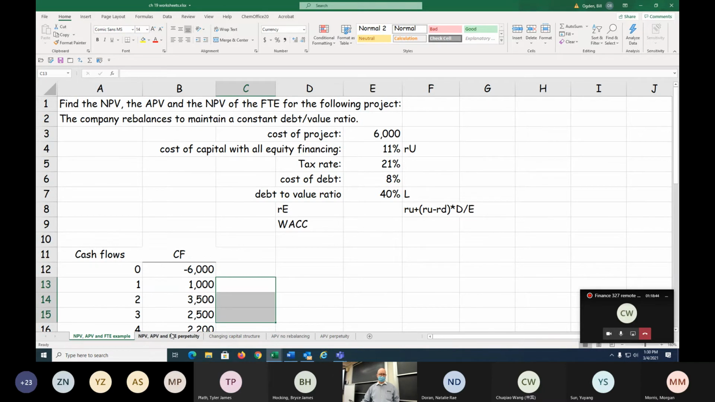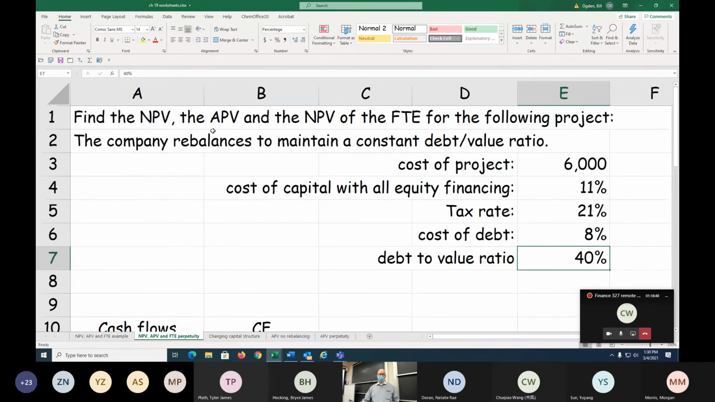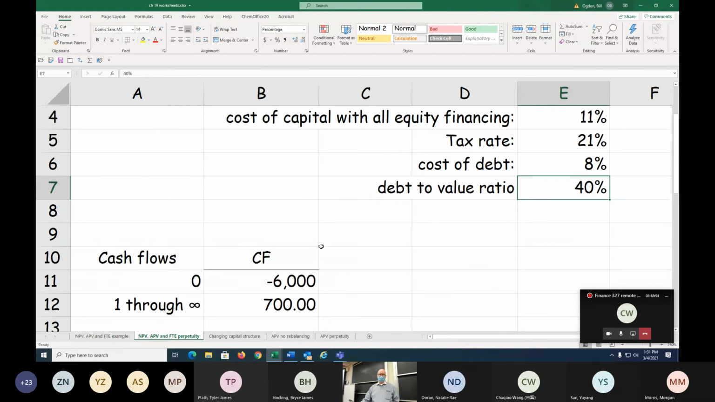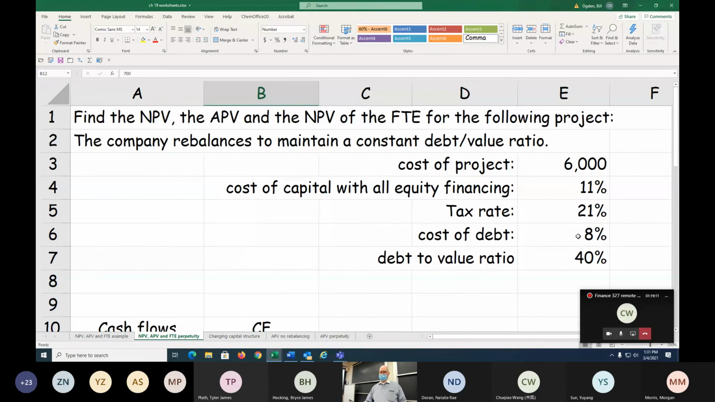Okay, next one. Same company, same everything. Company rebalances to maintain a constant debt to value ratio, except that the cost is 6,000 and the cash flows are perpetual 700. Just like the example we did. We did what? Cost of 300, cash flow of 45. So you have to do the same thing. And look at this, you can actually use the same numbers that you did in the previous sheet, can't you? Just transfer them over.